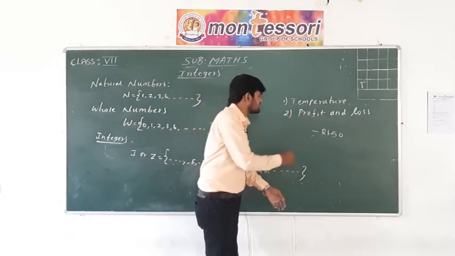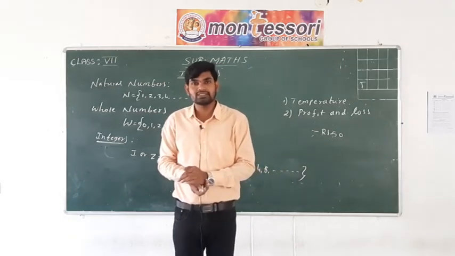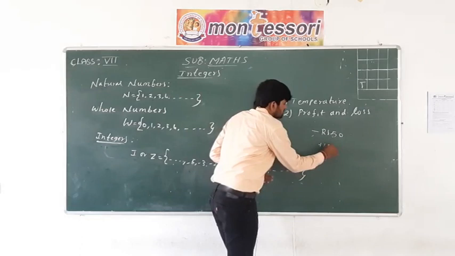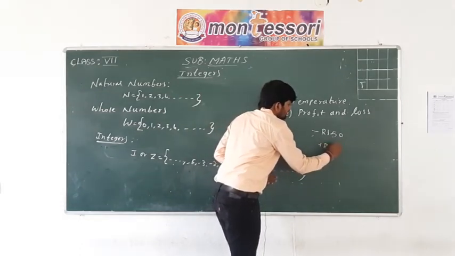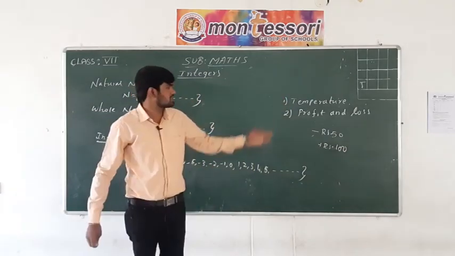What about the profit? If I invest 200 rupees, I have a profit of 100 rupees. We denote the 100 with a positive sign as profit. So here the negative and positive signs are used in profit and loss and the temperature.